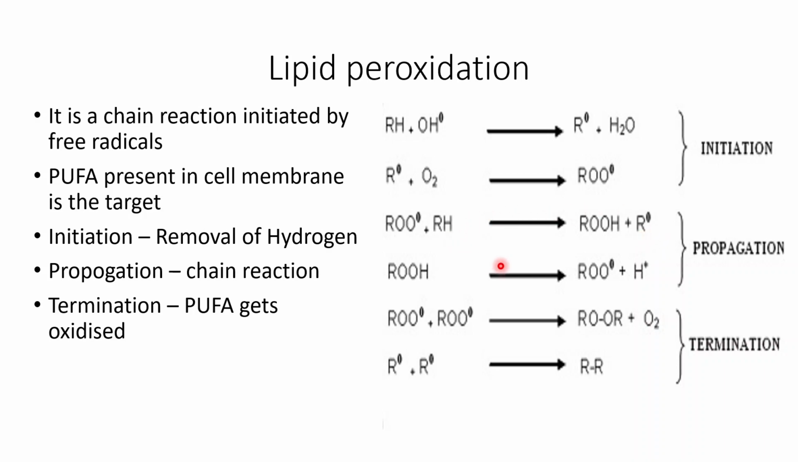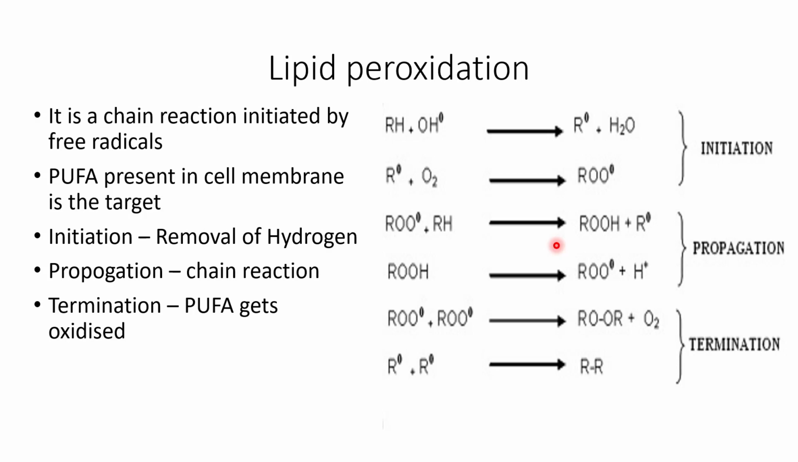Okay, so this becomes the propagation part. Then again it leads to generation of a lipid peroxy radical. This lipid peroxy radical can react with another PUFA to form a PUFA radical. The PUFA radical can again react with oxygen to form a lipid peroxy radical. So this initiation and propagation again becomes a loop. Okay, so this becomes a chain reaction.